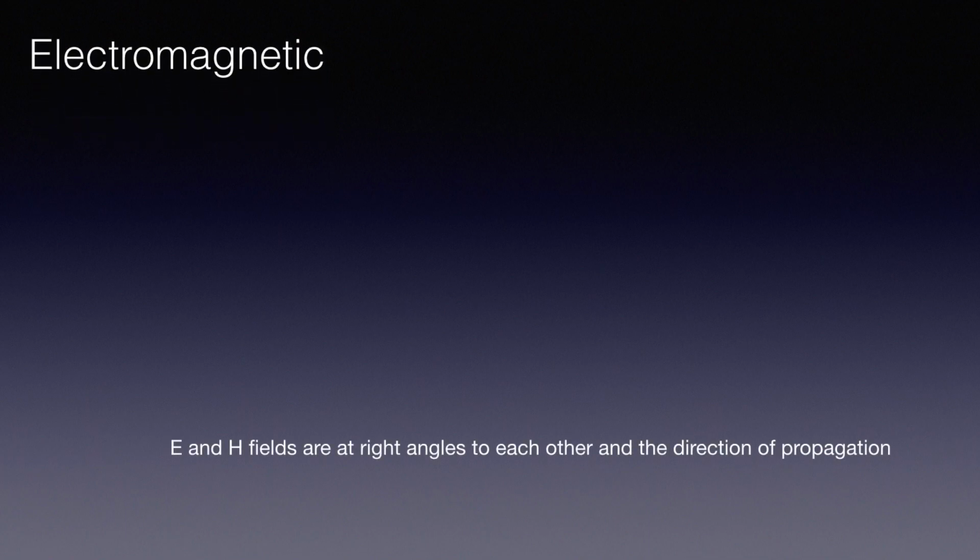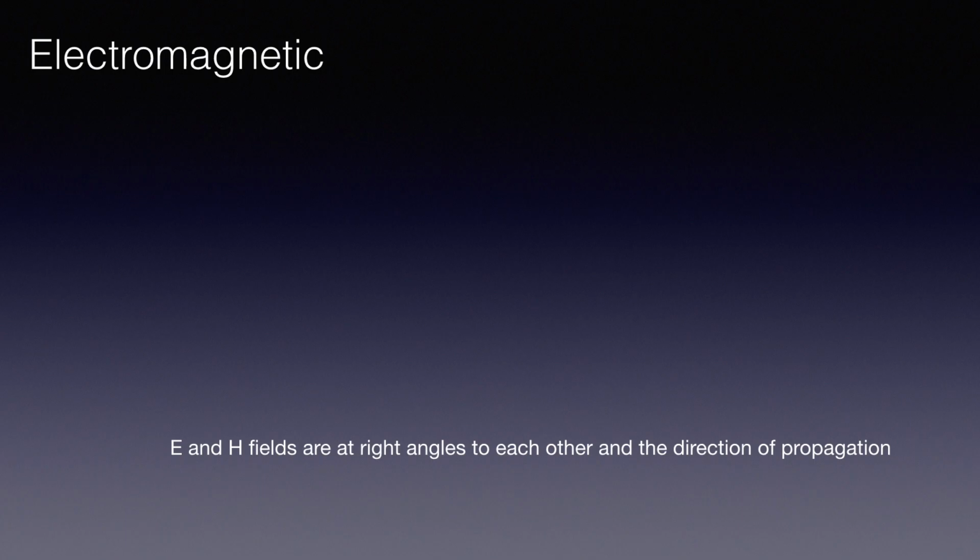Well, in an electromagnetic wave, we have electric and magnetic fields. So you'd expect that from the word electromagnetic, electric and magnetic fields. And the abbreviation that's used for electric is a capital E, and for the magnetic field, a capital H. So we can say the E and H fields are at right angles to each other and to the direction of propagation.